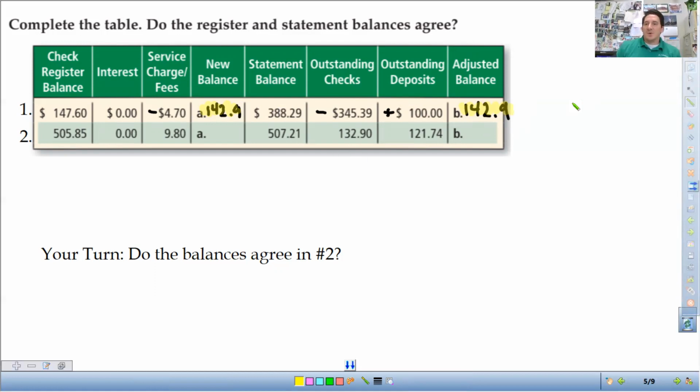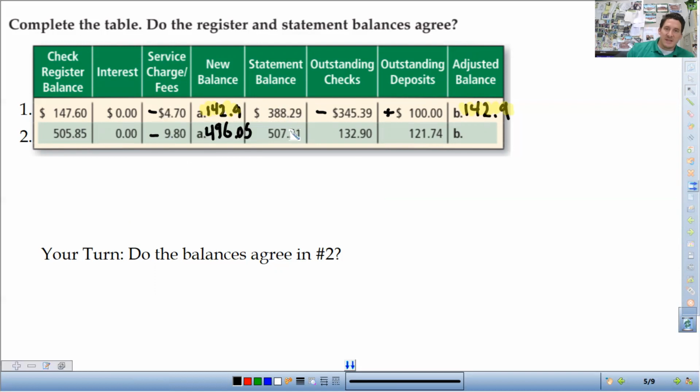All right, so let's do one more. Let's find out if number two does it. So again, I'm going to subtract any service charges. So 505.85 minus 9.80, that comes out to 496.05. So this is what you're expecting to be in your bank account.